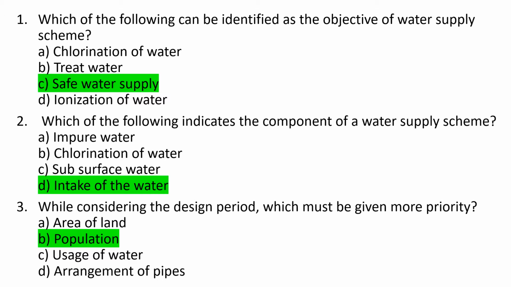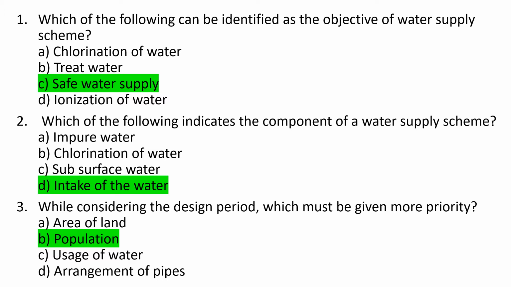The protected water supply scheme consists of 4 components. Those include sources of water from where it is being produced, intake of water, then treatment of water, and finally the distribution of treated water. So our correct answer is intake of water. So D is the correct answer.